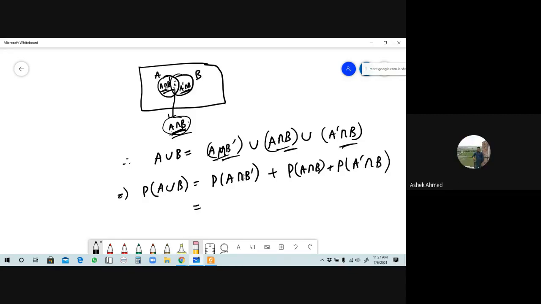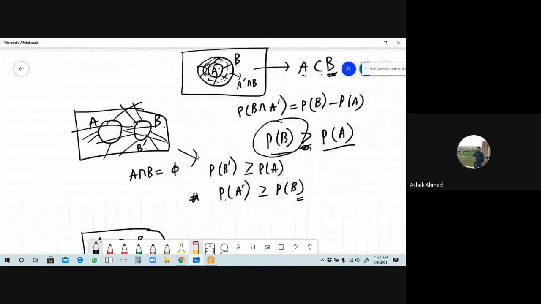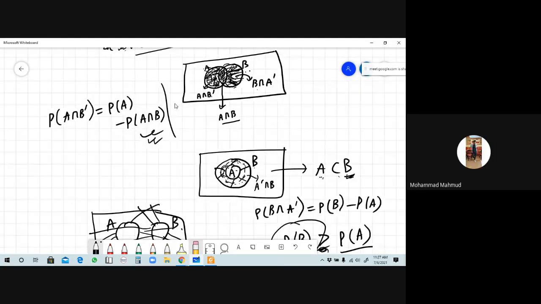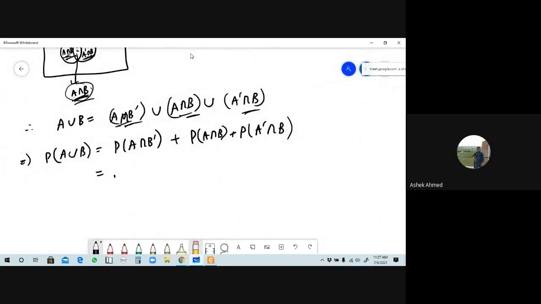From here, can you say what the probability of A intersection B complement was? I have already discussed it previously. Yes sir, the probability of A intersection B complement is the probability of A minus the probability of A intersection B. So this will be probability of A minus probability of A intersection B plus probability of A intersection B.